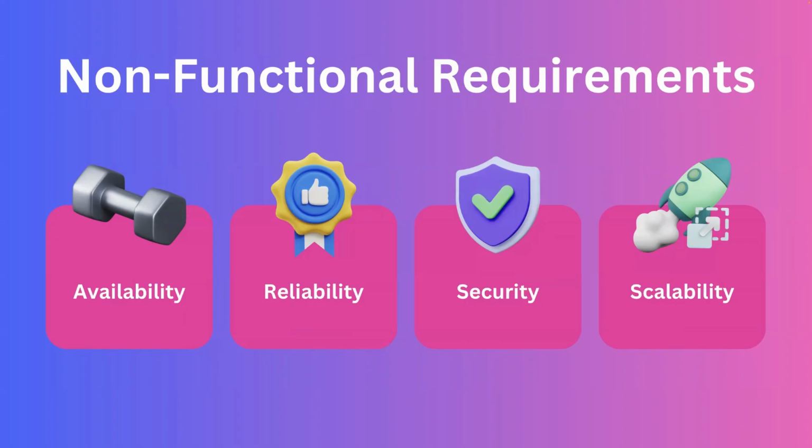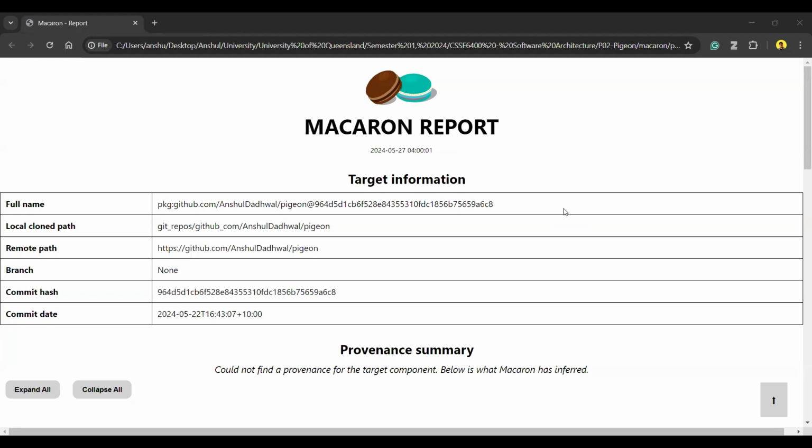Non-functional requirements were availability, reliability, security, and scalability. Macaron plays a crucial role in helping Pigeon achieve its security ASR by ensuring the integrity of the software supply chain. As software supply chain attacks are becoming more prevalent and sophisticated, it's essential to have strong guarantees that the third-party code that we rely on is indeed what we expect.